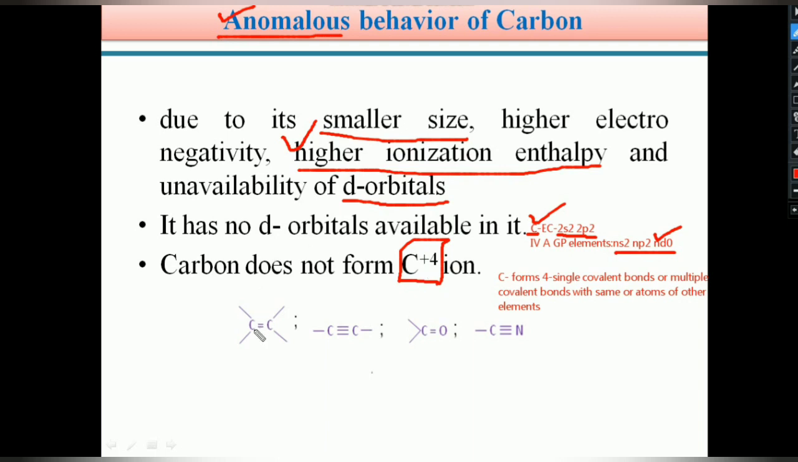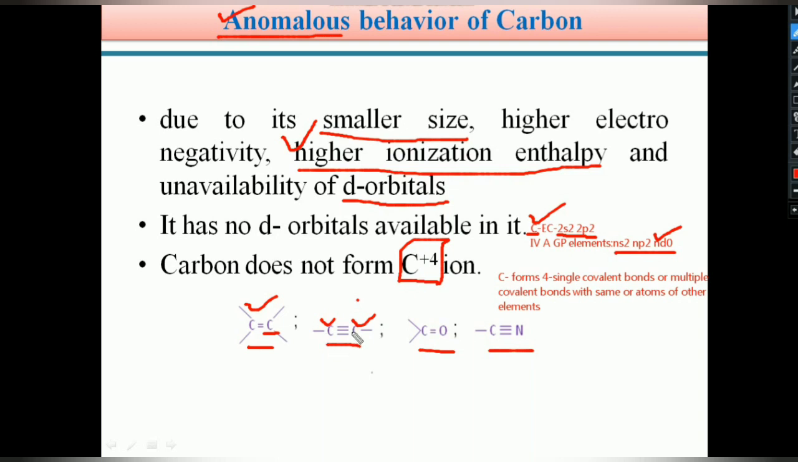Multiple covalent bonds means C double bond C, or C triple bond C, C double bond O, C triple bond N. Students, in first semester we already know C double bond C is an alkene. The hybridization of carbon is sp2. This is a C triple bond C. See, this is a carbon atom and this is another carbon atom. Between the two carbon atoms there are 3 bonds. So in this manner multiple covalent bonds are formed between the carbon atoms.